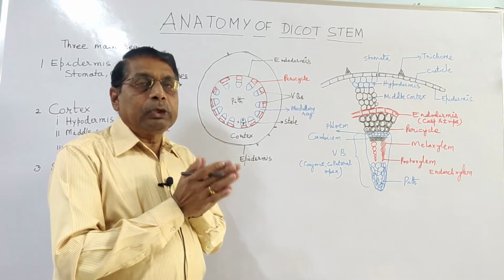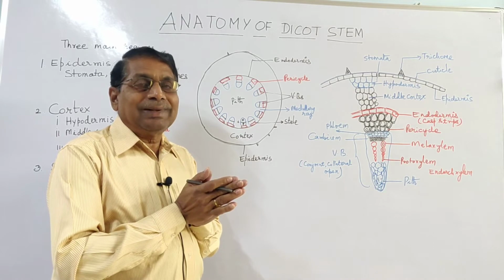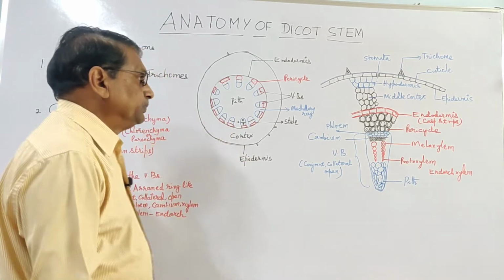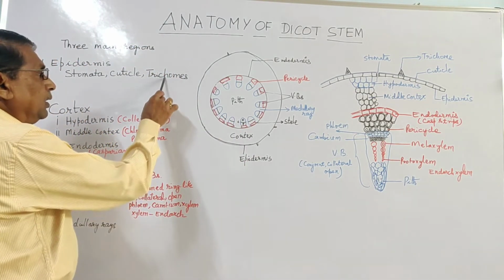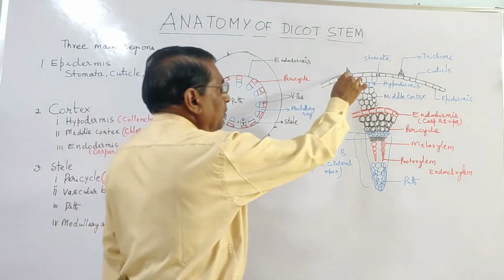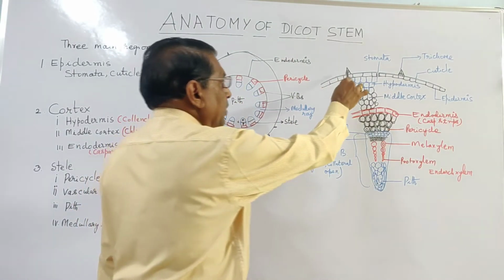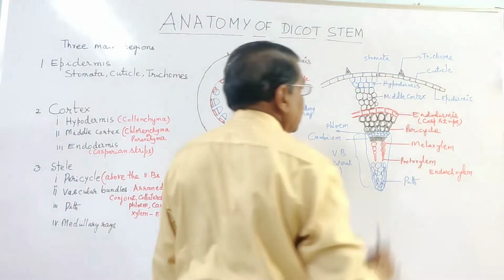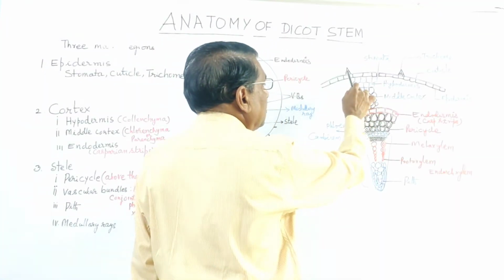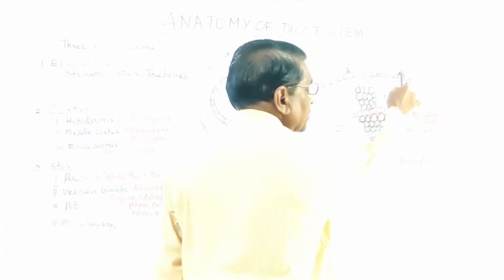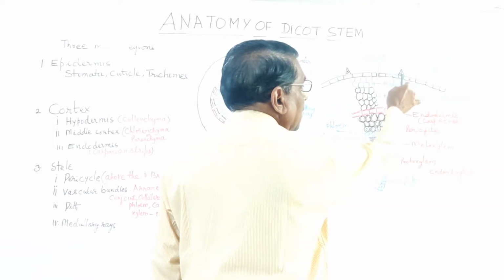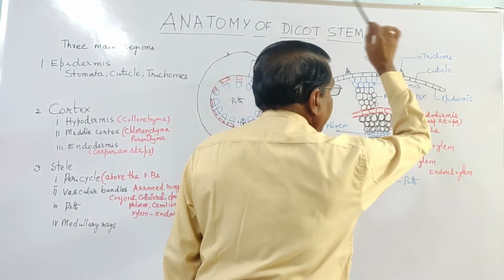Made up of cutin, substance is cutin, layer is cuticle. And here and there it will be covered by multicellular hair-like structures known as trichomes. These are trichomes. These are also protective in function. Remember, multicellular hair-like structures on the epidermis.